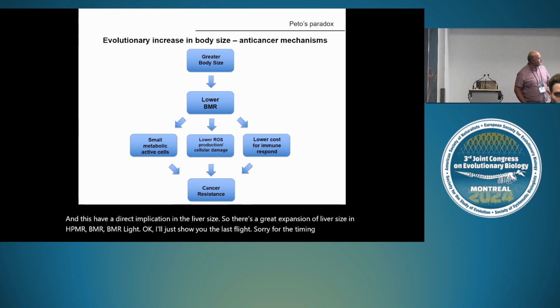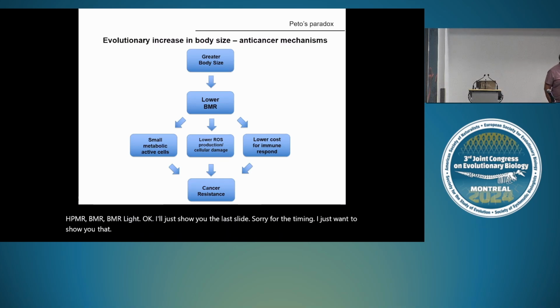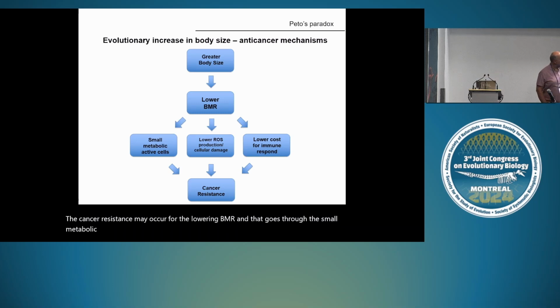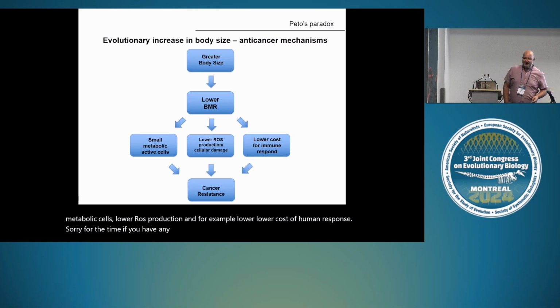I just want to show you that cancer resistance may occur through lowering BMR, and that goes through smaller metabolic cells, lower ROS production, and, for example, lower cost of immune response. Sorry for the time. If you have any questions, I can answer them after the session.